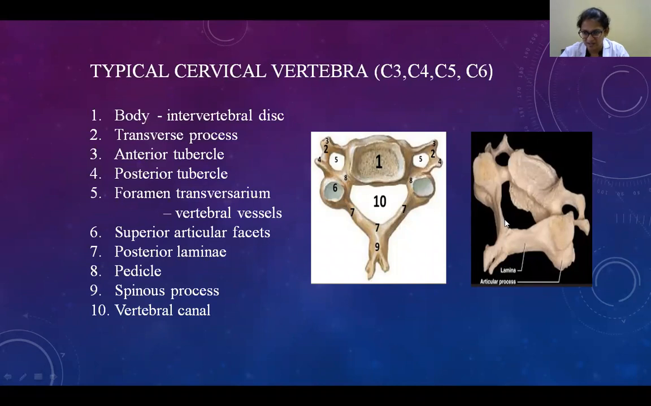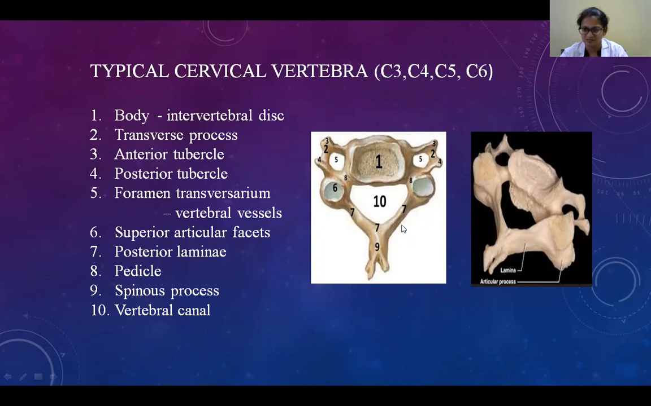And next, the lamina. These are the laminae. Pedicles are thick and short, whereas laminae are thin and long. The laminae arise from the pedicles. They are the extension of the pedicles, directed posteriorly and medially. This is called the lamina.